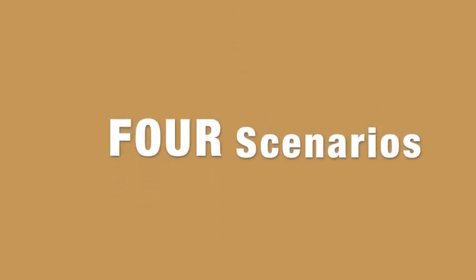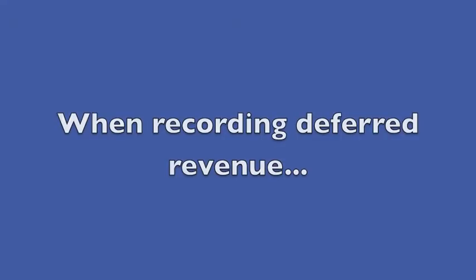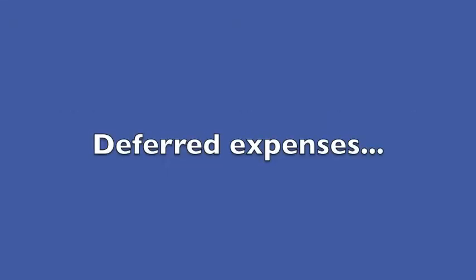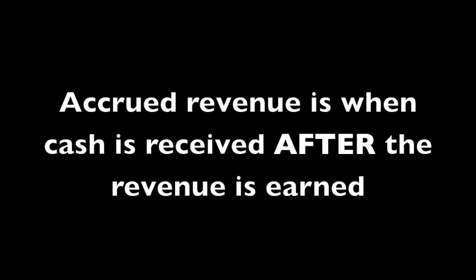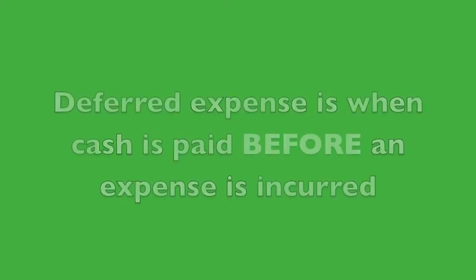Adjusting journal entries are necessary in 4 scenarios: when recording deferred revenue, accrued revenue, deferred expenses, and accrued expenses. Now relax, before this gets overwhelming, let's break it down even further. Deferred revenue is when cash is received before the revenue is earned, whilst accrued revenue is when cash is received after the revenue is earned.